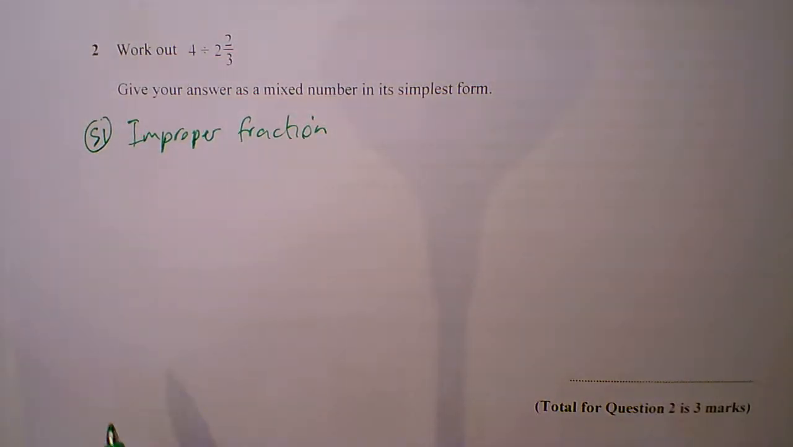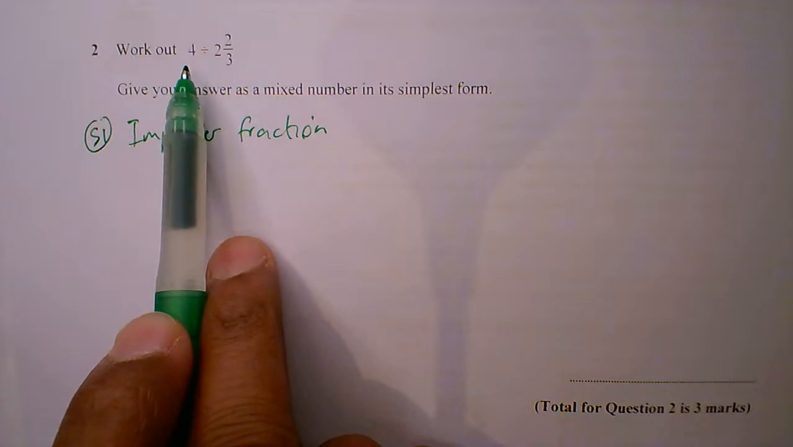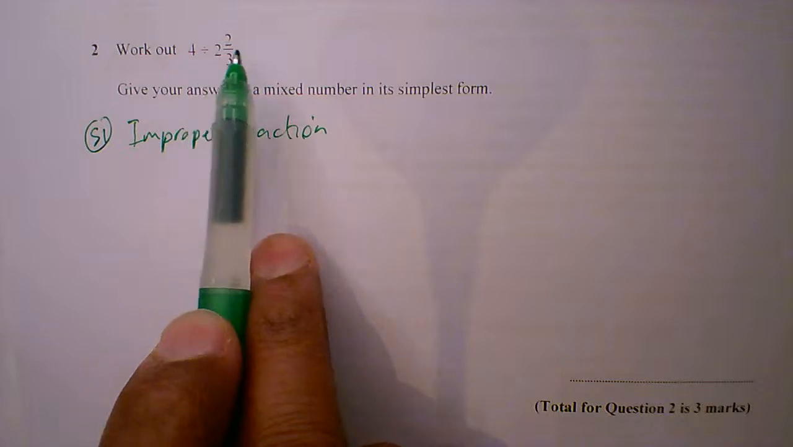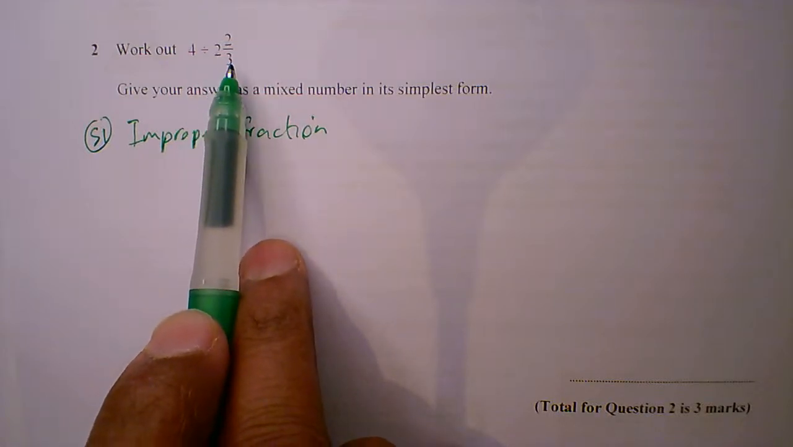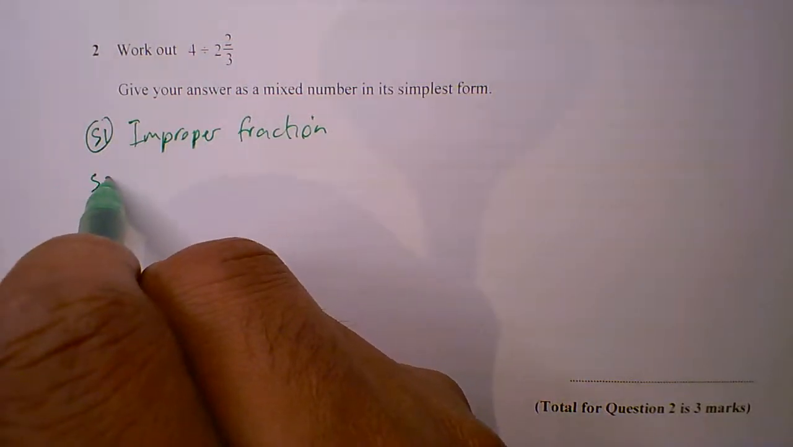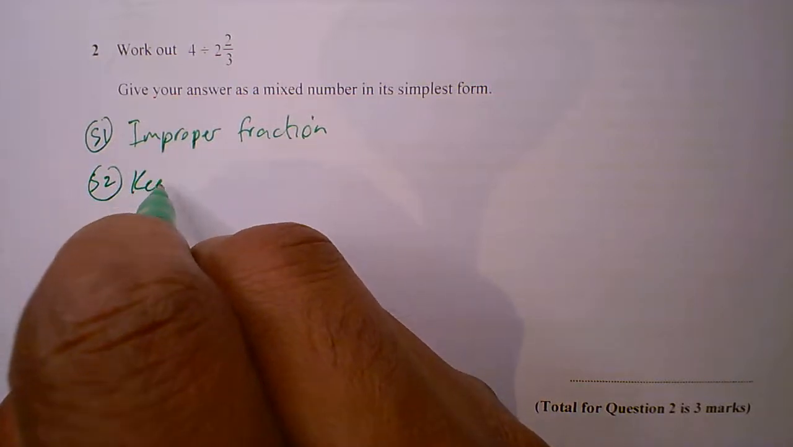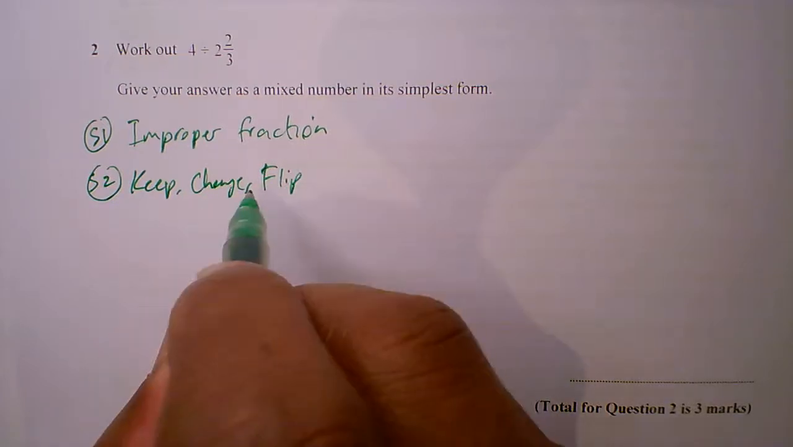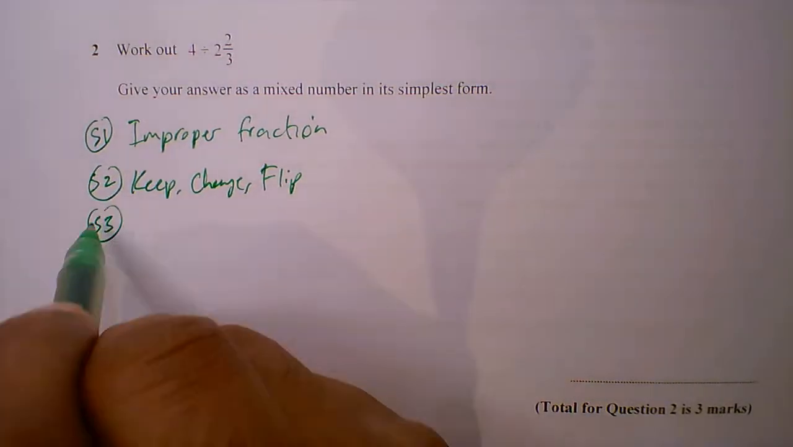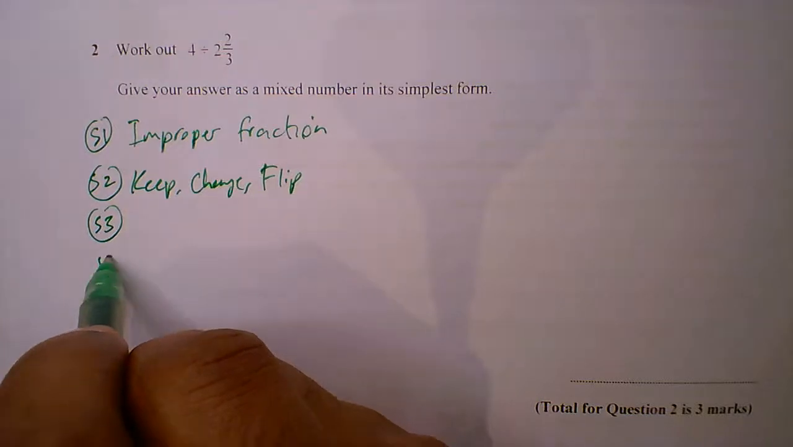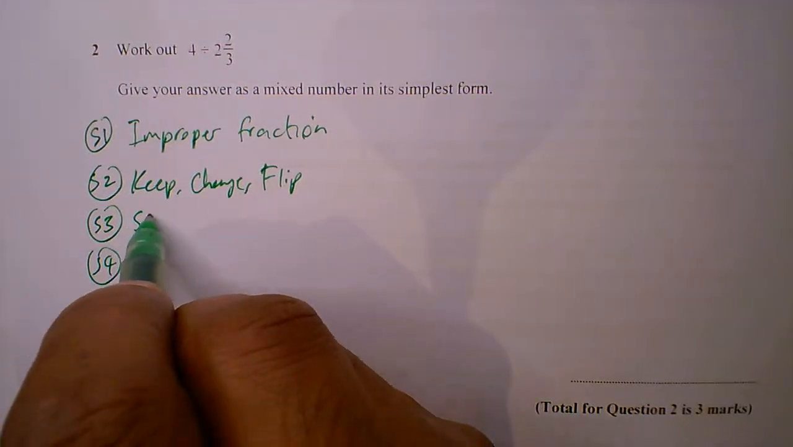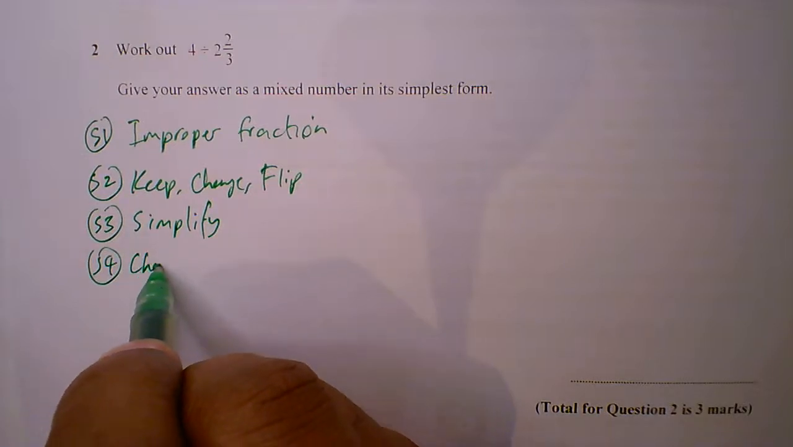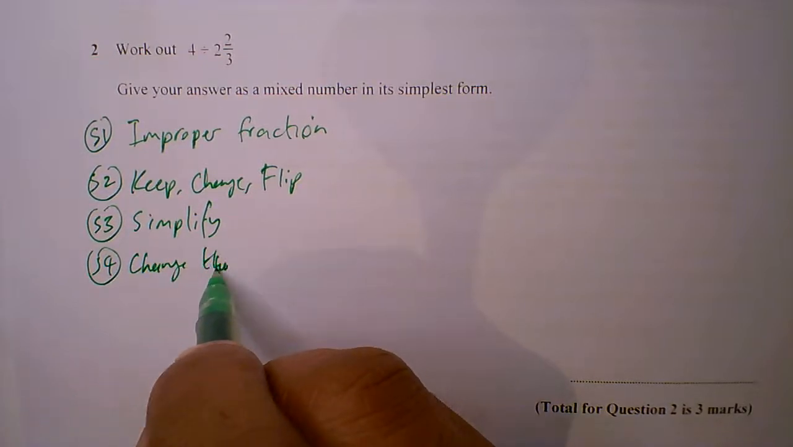And then after I've got my improper fraction, to divide fractions, I keep the first one the same, I change the sign operator, and then I flip the last part. So step 2 is keep, change, flip, KCF. And then step 3, after I've done this, step 3 and 4 are kind of interchangeable. I prefer to simplify, and then I change it to a mixed number.